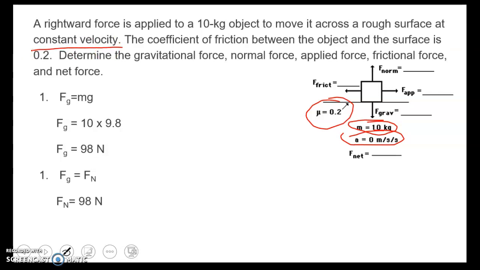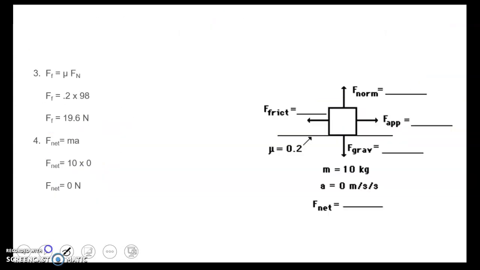So again, first step, always, can I find gravitational force? And I can. The force of gravity is mass times g. My mass is 10 kilograms. G is 9.8. Multiply them together. Force of gravity, 98 newtons. We're on a flat surface, so gravity and normal force are both going to be 98 newtons. I have 98 and 98. Now I can start working through some other things.